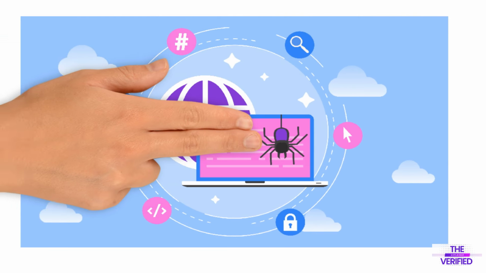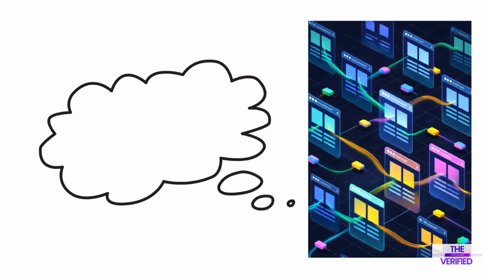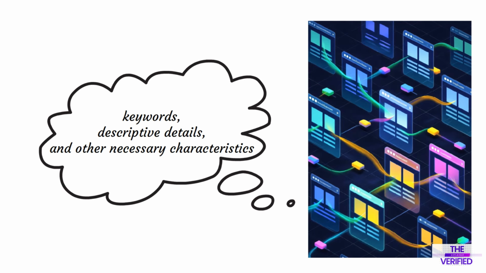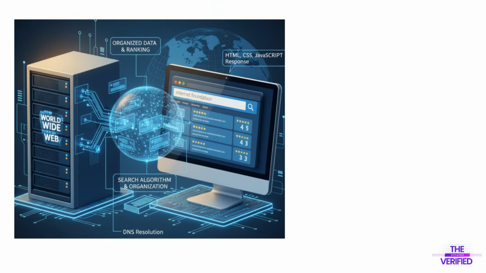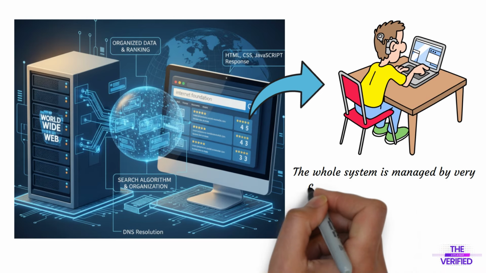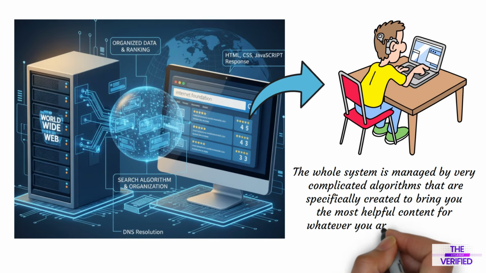Search engines make use of specific automated computer programs, which are often referred to as web crawlers or spiders. These programs move across the entire internet without stopping, working to sort and file web pages based on their keywords, descriptive details, and other necessary characteristics. After this organization is complete, these pages are given a rating and presented to you as the final search results. The whole system is managed by very complicated algorithms that are specifically created to bring you the most helpful content for whatever you are searching for.